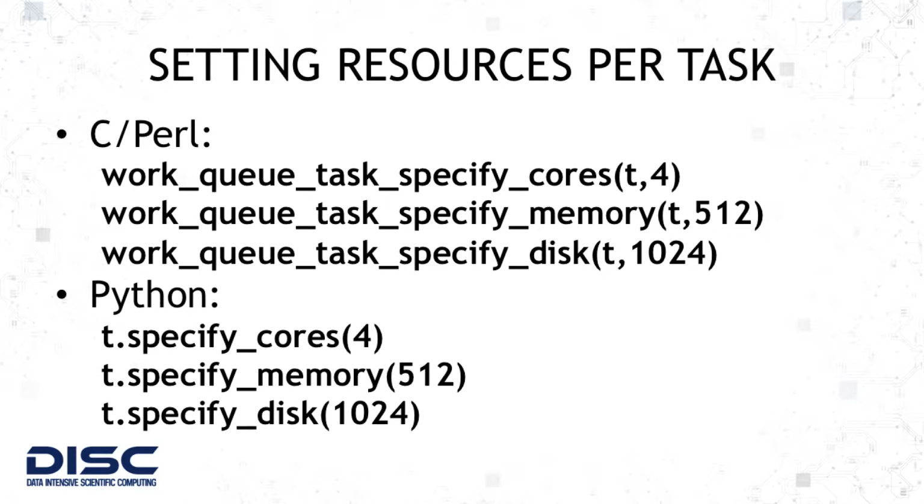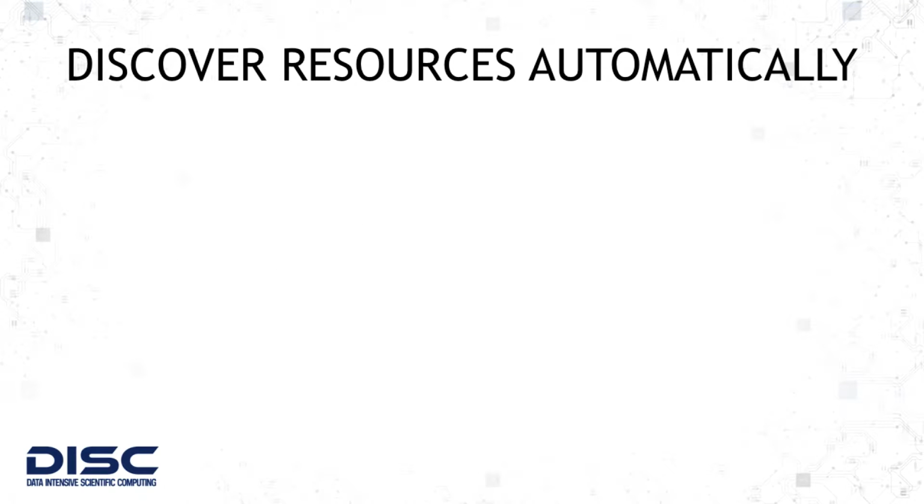Now, to make this work, you have to tell work queue how many cores and other resources are needed by each task. And if you know this, you can specify it automatically. Using C or Perl, you state work queue task specify cores, the number of cores. Same thing for memory and disk. And there's a simpler syntax if you use Python. Now, if you know that, you can put it in, and work queue will do the best job it can for you. But sometimes you don't know those things up front, and you need a way to discover them automatically.